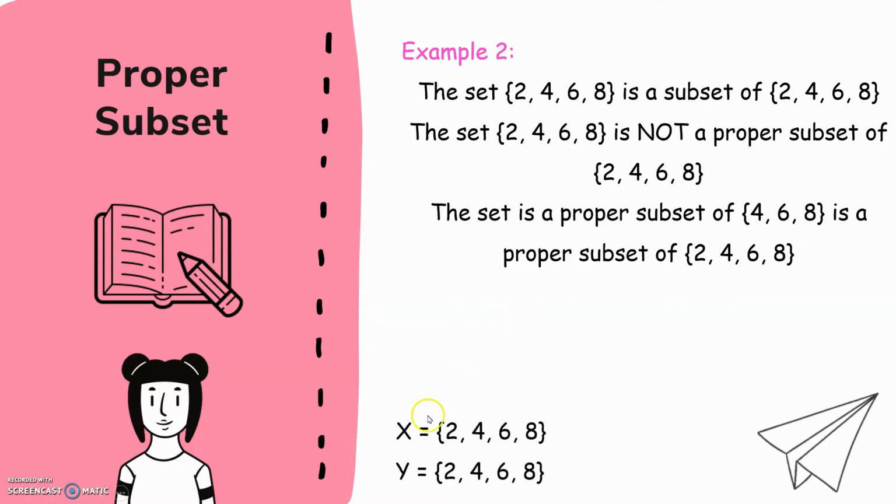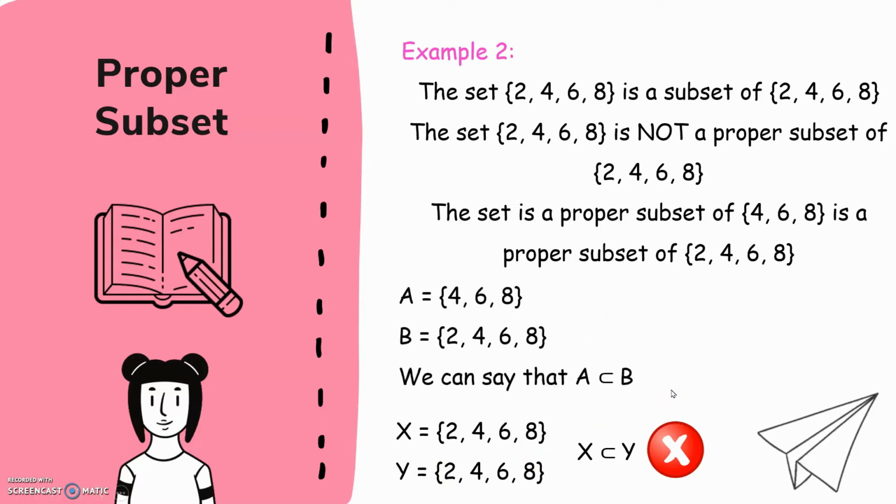To clarify that, set X has the elements 2, 4, 6, 8, and set Y has the elements 2, 4, 6, 8. X is not a proper subset of Y. Why? Because all elements in set X are also present in set Y, so we will not treat that as a proper subset. For the second example, set A has elements 4, 6, 8 and set B has elements 2, 4, 6, 8. So we can say that set A is a proper subset of set B.